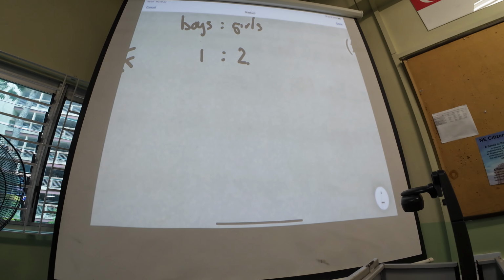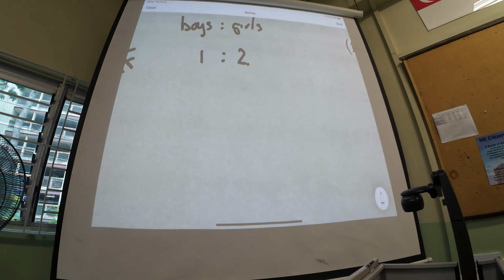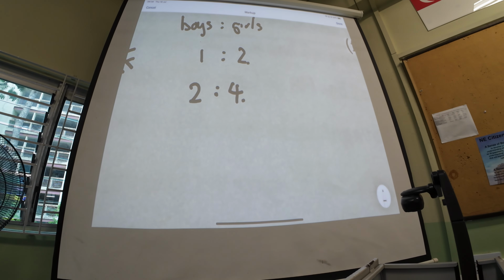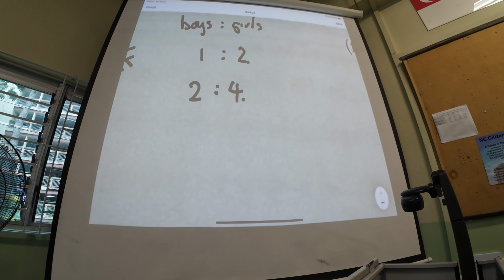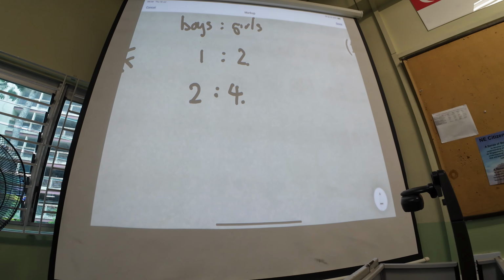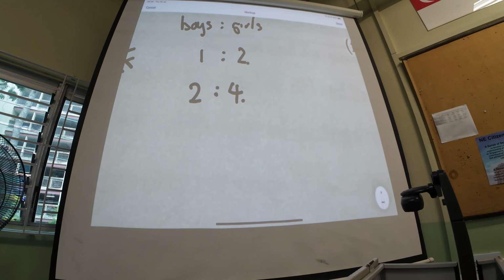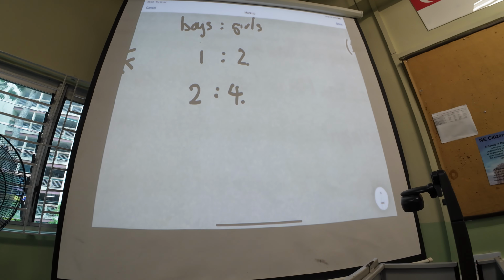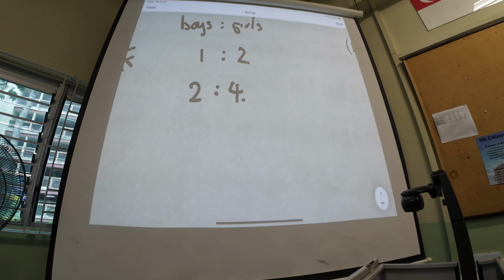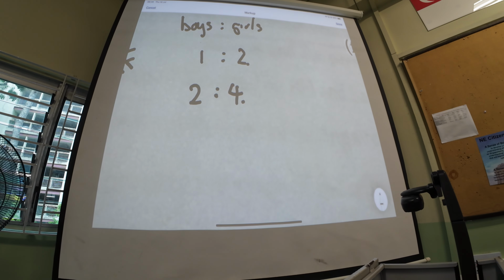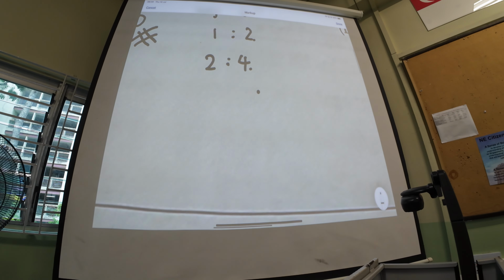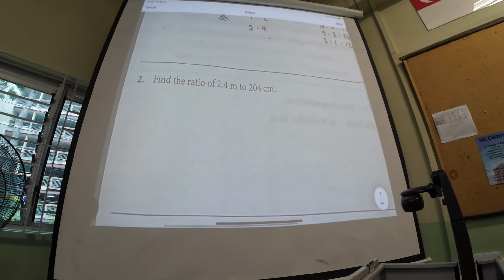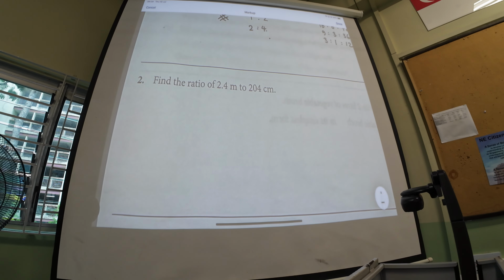So it can be 1 boy is to 2 girls. It can also be 2 boys is to 4 girls. What doesn't change is that it is always 2 times, or how many multiples of it. So the relationship for ratio is that it tells us how many times more or how many times of one quantity is of the other quantity. Okay, this is the main idea when we talk about ratio, the proportion, how many times of something.